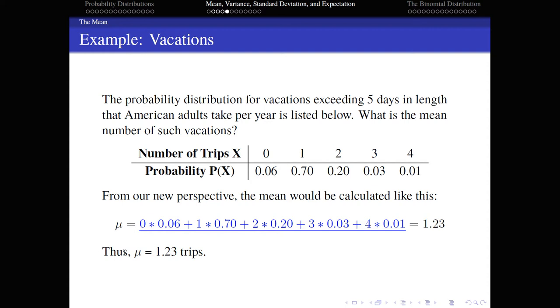And again, please remember that when you're looking at these kinds of averages, even when you're looking at averages of raw data, that average does not mean that any individual actually took 1.23 trips. It's like saying the average number of children in a household is 2.5 or 1.5. No family has 1.5 kids. No family takes 1.23 trips.